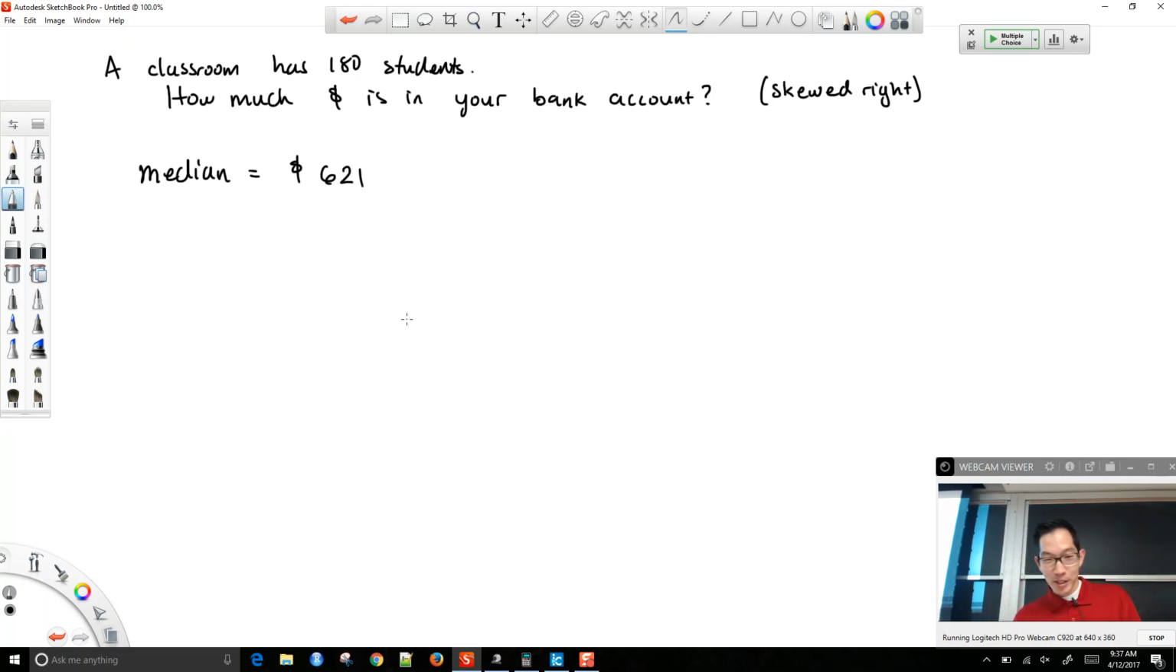Okay. So what this means is that if this is the median, then that means 90 students have less than or equal to 621 in the bank, which means 90 students have more than 621 in the bank.